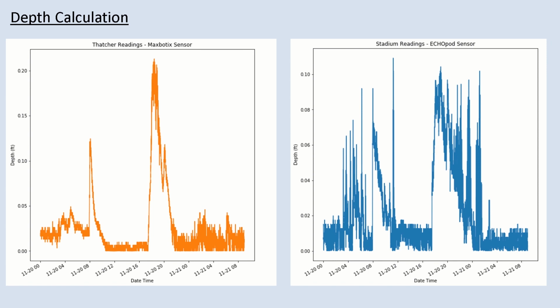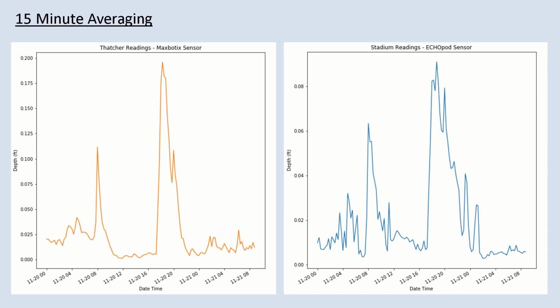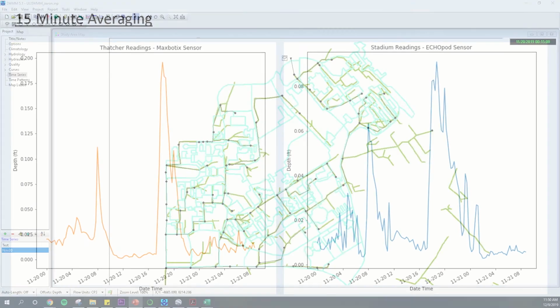These values represent how deep the water is flowing through the downstream pipe at each manhole. Finally, we downsample the data to represent an average along 15-minute intervals. This smooths out much of the noise and gives a more reasonable representation of the depths in the pipes. This is the data we will use to compare to our model results.